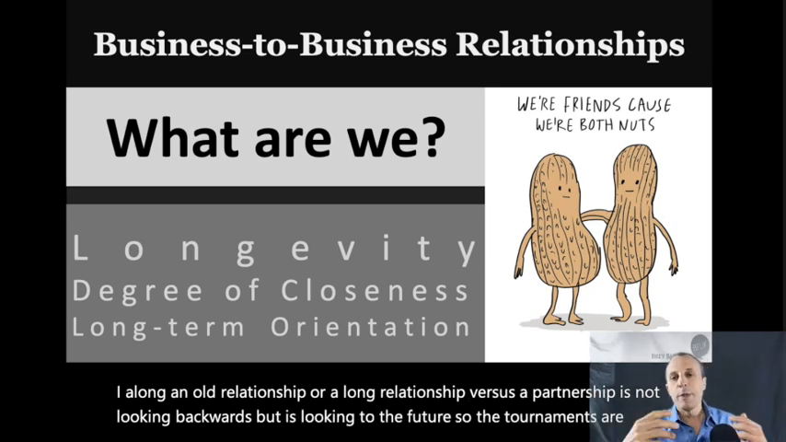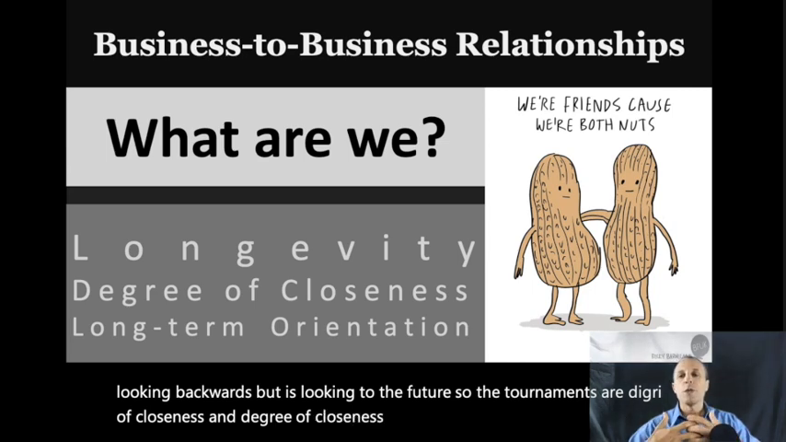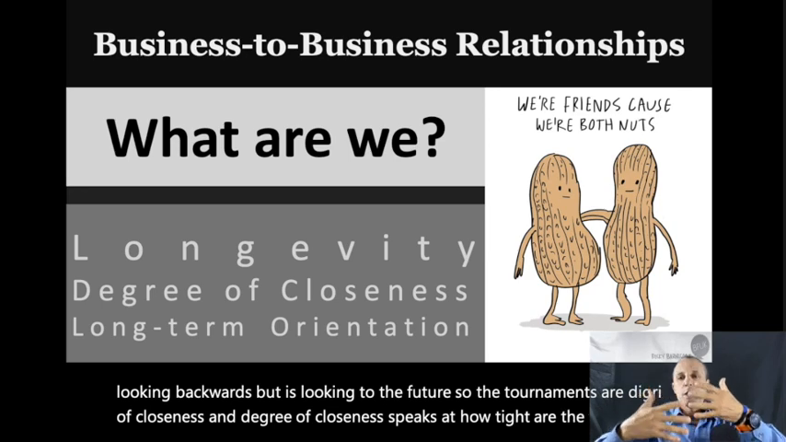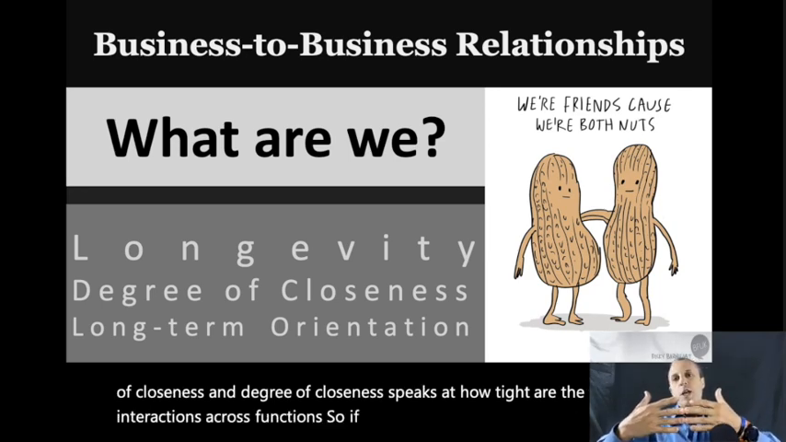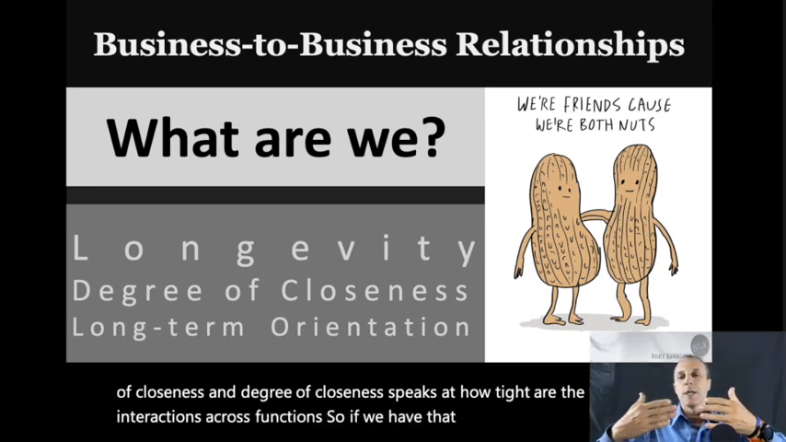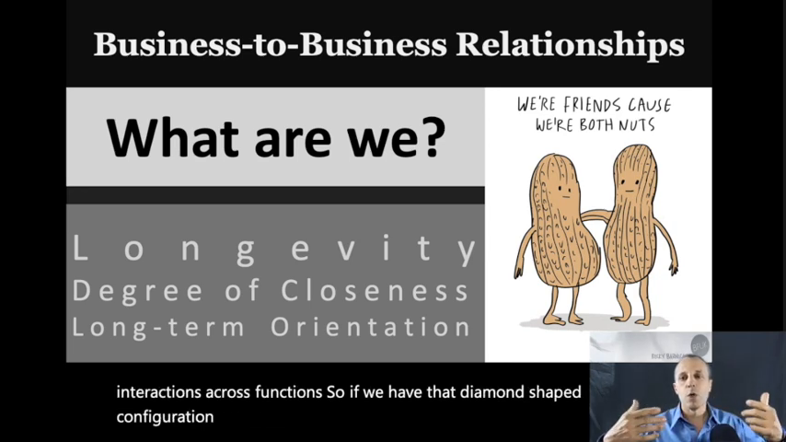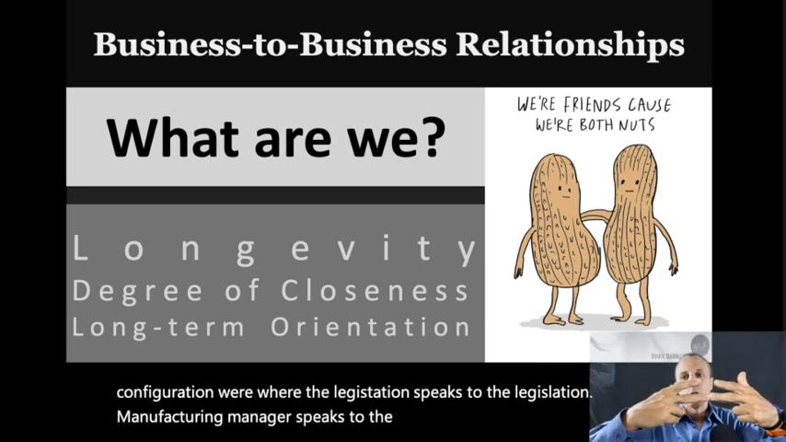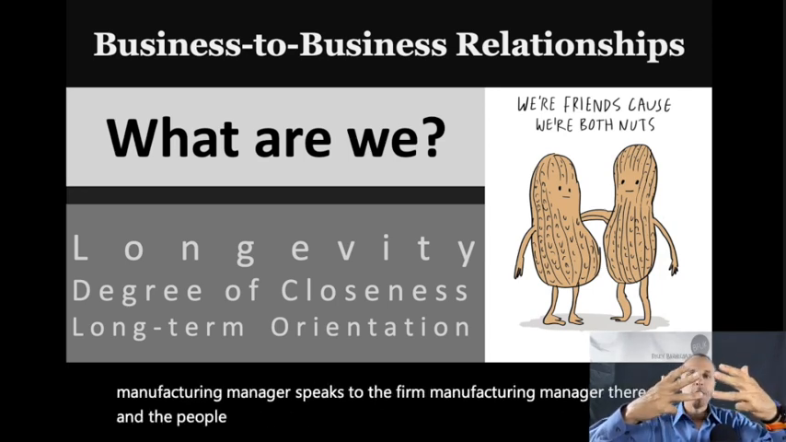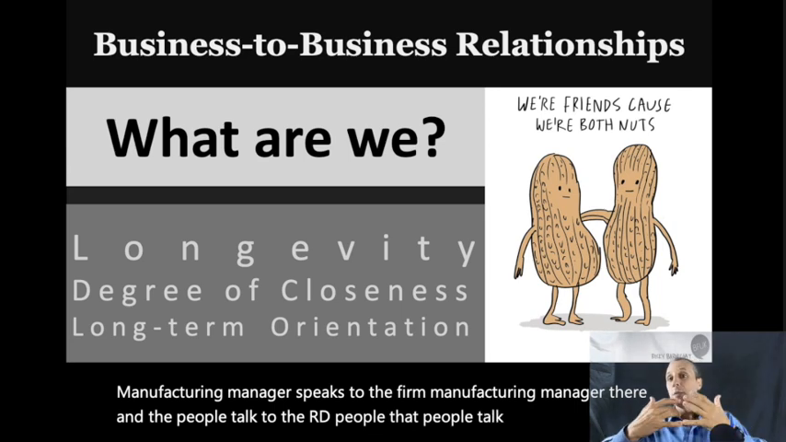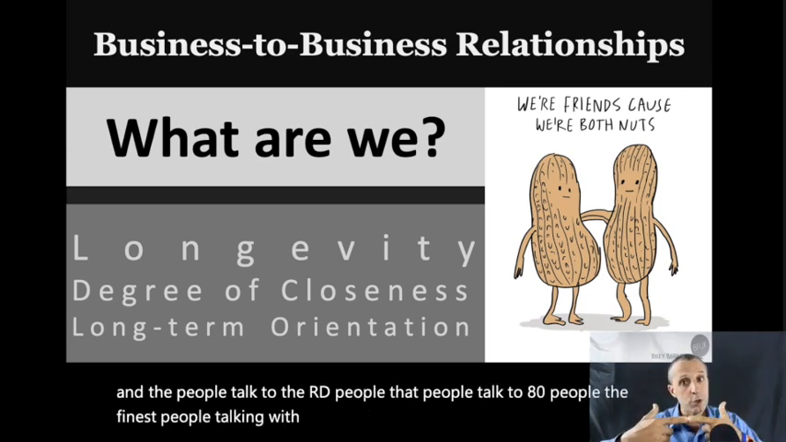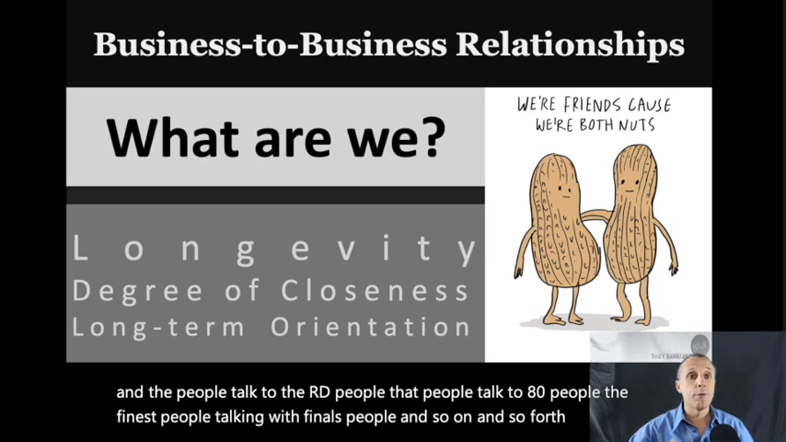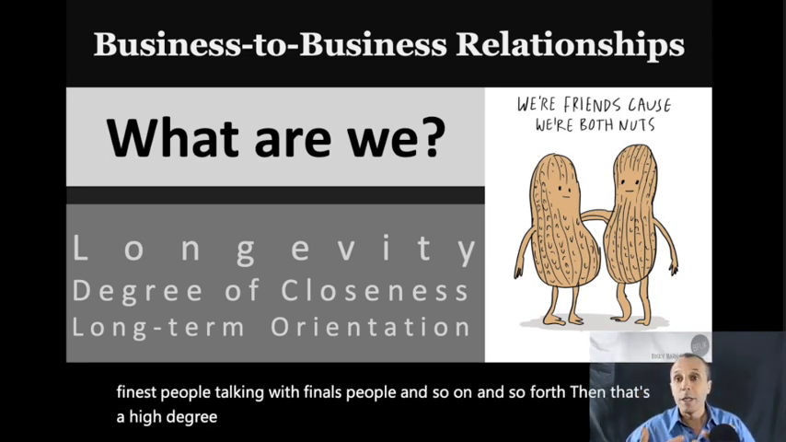So the two elements are degree of closeness, and degree of closeness speaks to how tight the interactions are across functions. So if we have that diamond-shaped configuration where the logistician speaks to the logistician, the manufacturing manager speaks to the manufacturing manager, the R&D people talk to the R&D people, the IT people talk to the IT people, the finance people talk to the finance people, and so on and so forth, then that's a high degree of closeness.